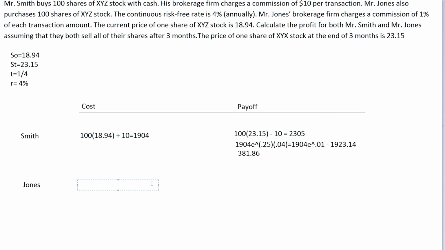So we're going to do Mr. Jones now. He purchases 100 shares at $18.94 each, multiplied by 1.01 because we're adding the extra 1% for the commission. That equals 1912.94. And here for the payoff, he's selling 100 shares at $23.15 each. Since we're subtracting 1% because we're selling, we multiply by 0.99. That gives us 2291.85.